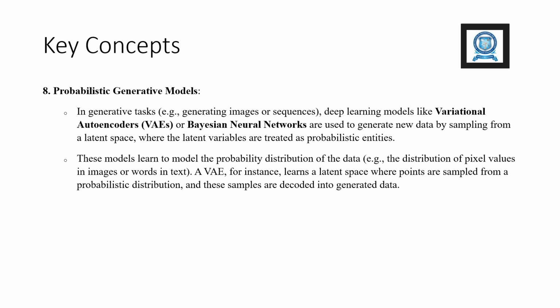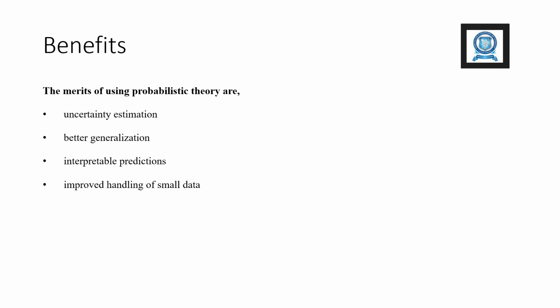Probabilistic generative models. In generative tasks, deep learning models like variational autoencoders or Bayesian neural networks are used to generate new data by sampling from a latent space where the latent variables are treated as probabilistic entities. These models learn to model the probability distribution of the data. A VAE, for instance, learns a latent space where points are sampled from a probabilistic distribution and these samples are decoded into generated data. The benefits of probabilistic theory are uncertainty estimation, better generalization, interpretable predictions, and improved handling of small data.